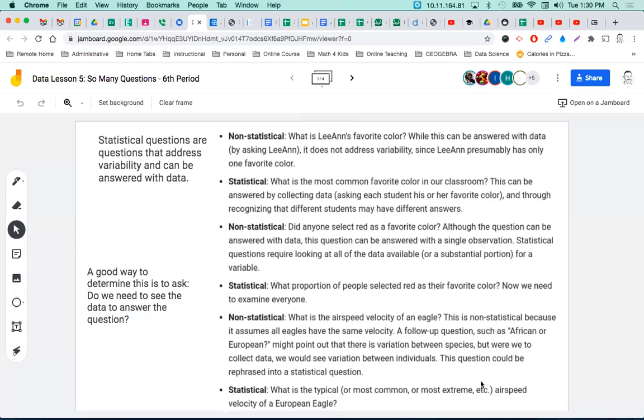So their response, I got to move this so I can read it. Instead of just saying, what is the airspeed and velocity of an eagle? They're saying, what is the typical or most common or most extreme airspeed velocity of a European eagle? So they're being very specific about a specific type of eagle, right? And they're talking about what is the typical or most common or most extreme airspeed velocity of a European eagle.